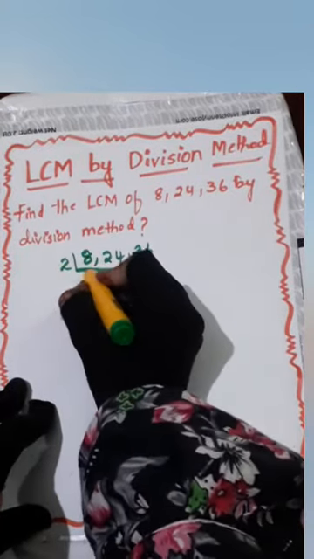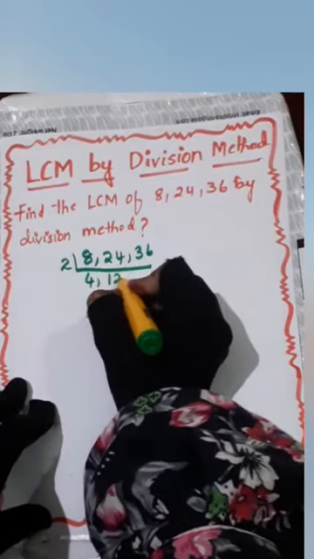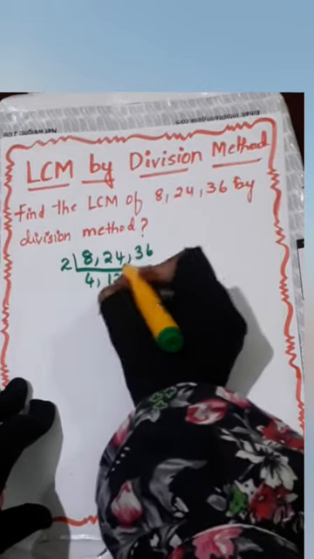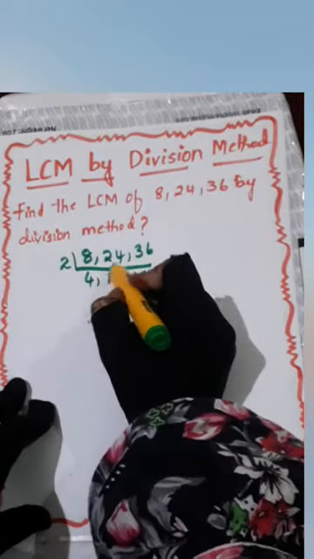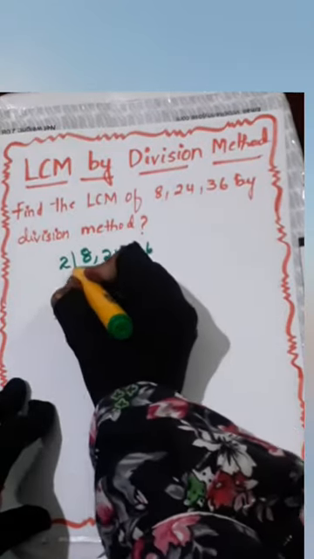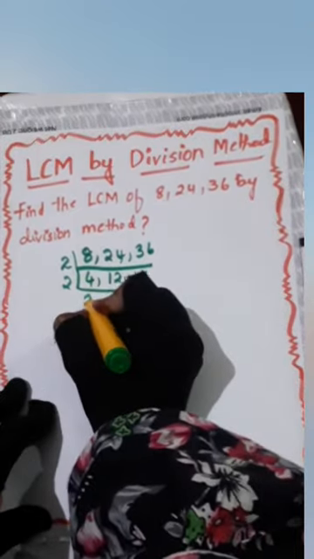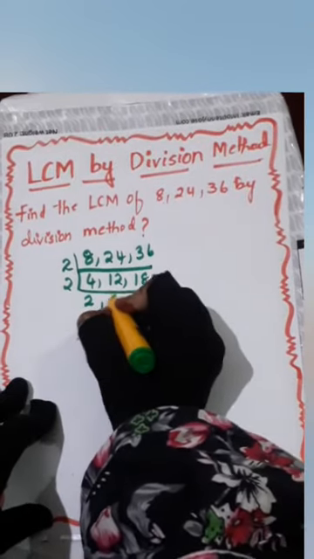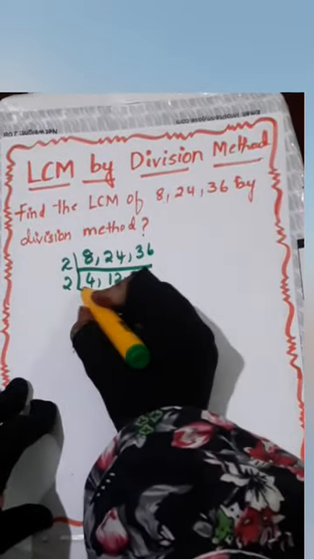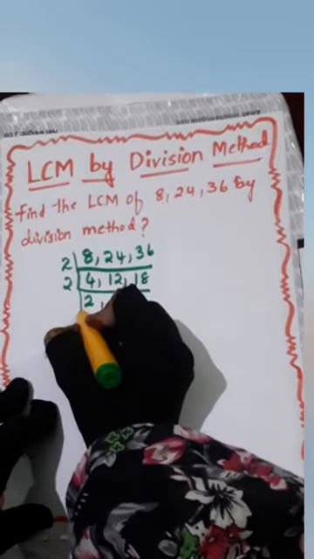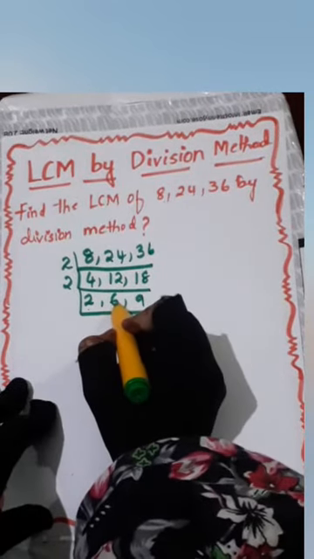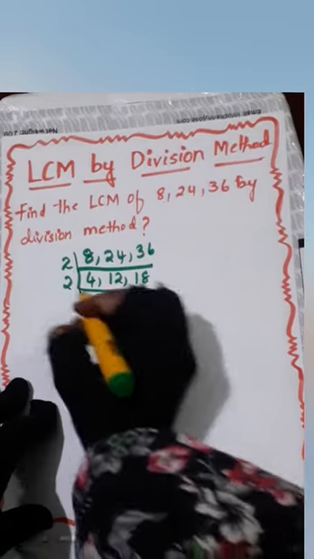2 4s are 8, 2 12s are 24, 2 18s are 36. Next, 2 2s are 4, 2 6s are 12, 2 9s are 18. Next, which number? See here, 2 and 6 will come in the table but 9 will not come. So what do we have to do?